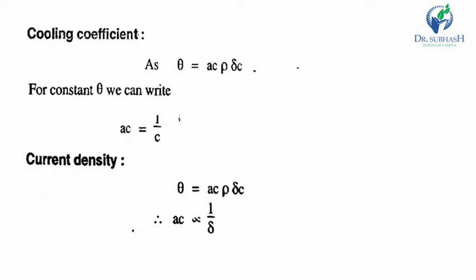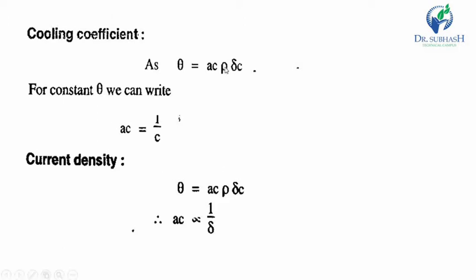Now the next one is the cooling coefficient. For the cooling coefficient, we have an equation of temperature rise theta, which is equal to AC into rho into delta. Now here, suppose we assume that our temperature rise theta is constant. If the temperature rise is constant, it means there is a relation between cooling coefficient and AC.